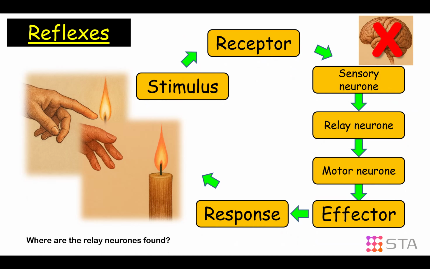So hopefully you've been able to recall that the relay neurons are found inside the spinal cord. They take the electrical impulses from the sensory neuron, pass it on to the motor neuron, and later on, they also pass that information up to the brain, so it can make sense of what's actually happened. You have burnt your hand, so you pull your hand away without even having to think about it.